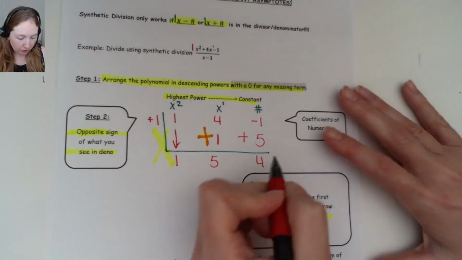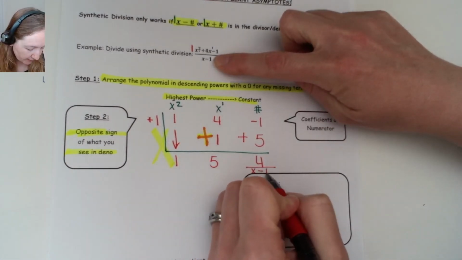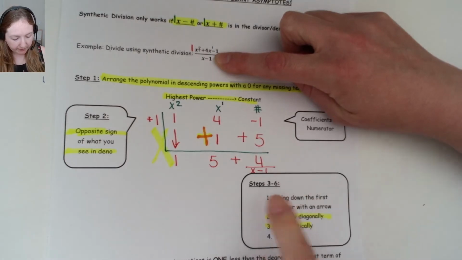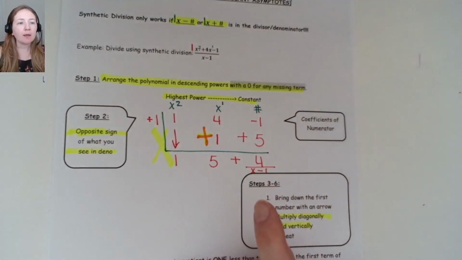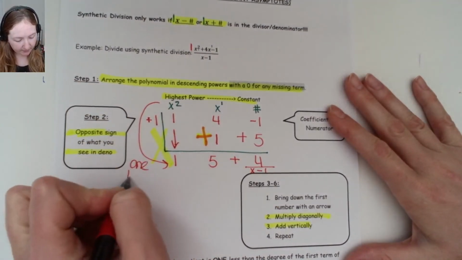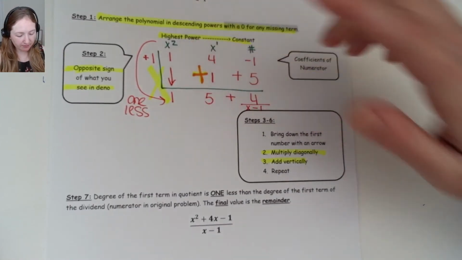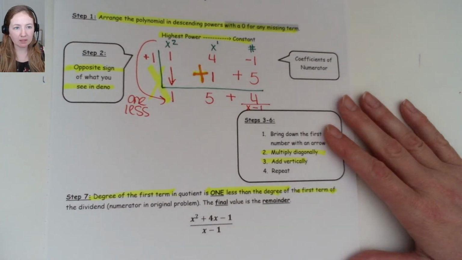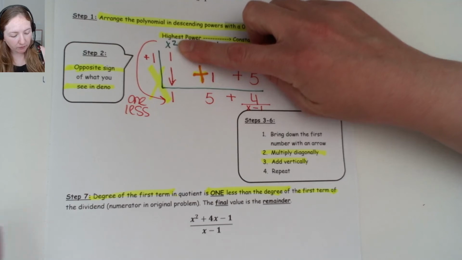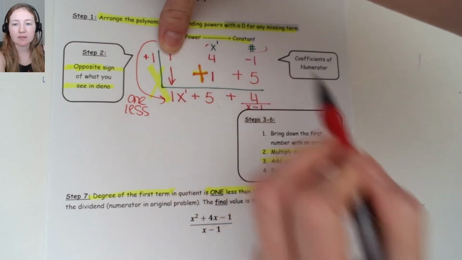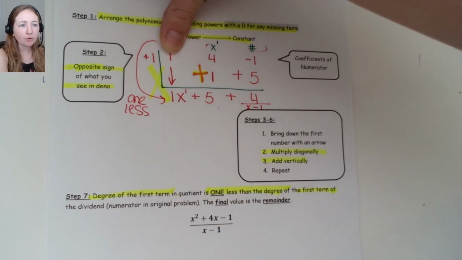Because it's the remainder, that is going to go over the original denominator. So it's going to go over the x minus 1, and that happens every single time. So you're going to have a plus, and this represents my remainder. Everything else is our quotient. To get our quotient, we always take 1 less than that highest power. So the first term in the quotient is 1 less than the degree of the first term in the denominator. Here I started with x squared, so this is going to be x to the first, and then plus our constant. So we're basically using these terms for those coefficients.